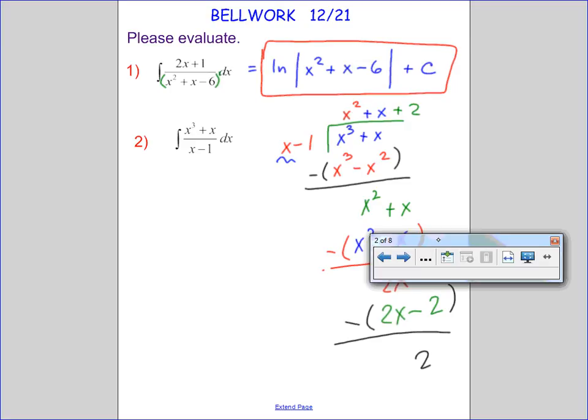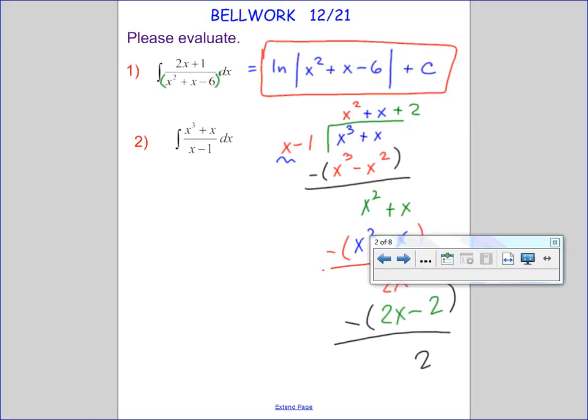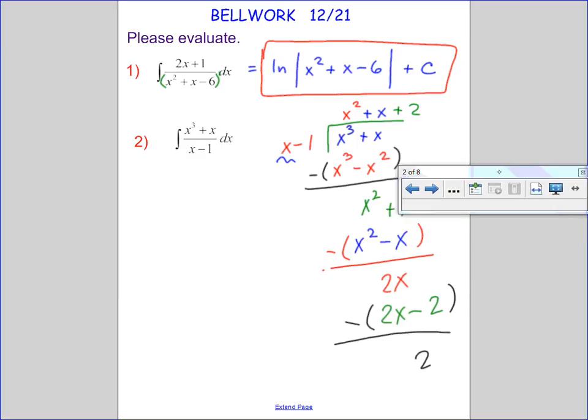So it looks to me that x cubed plus x divided by x minus 1 is x squared plus x plus 2 with a remainder of 2. Raise your hand if you got this polynomial long division result. You get that? Great. So who cares, right?